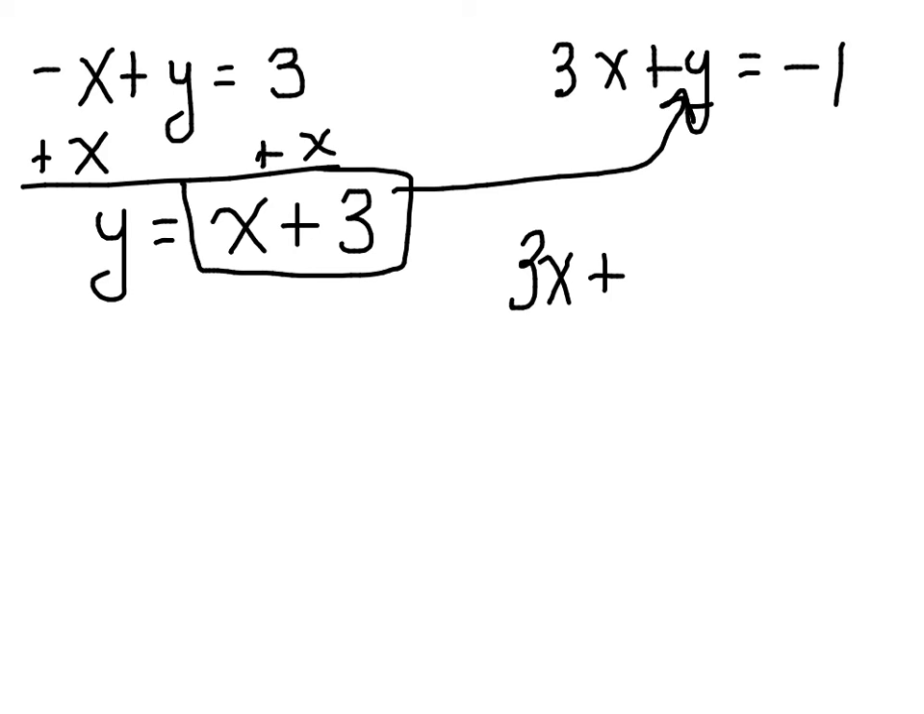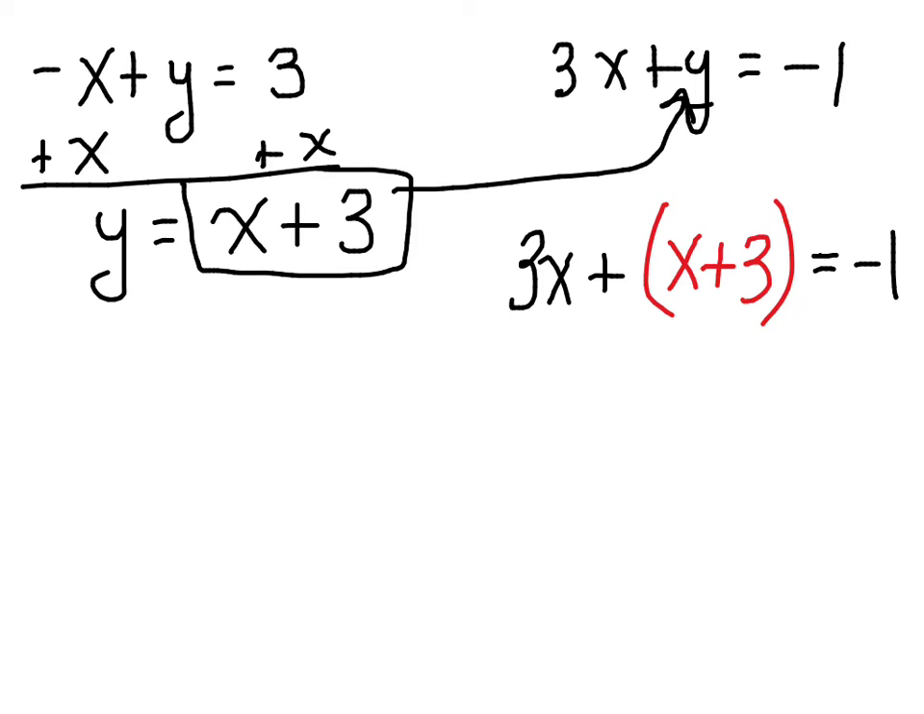3x plus, the y gets thrown away, and what goes in place of the y? x plus 3, equals negative 1. So again, I took the y out, threw it away, and replaced it with this stuff. I took the y, trashed it, and put in x plus 3 in its place. Everybody okay with that? Yeah.